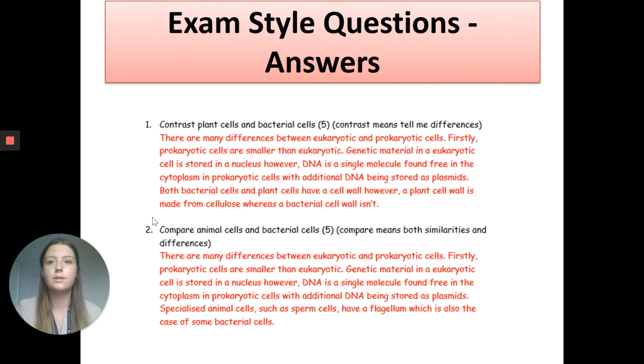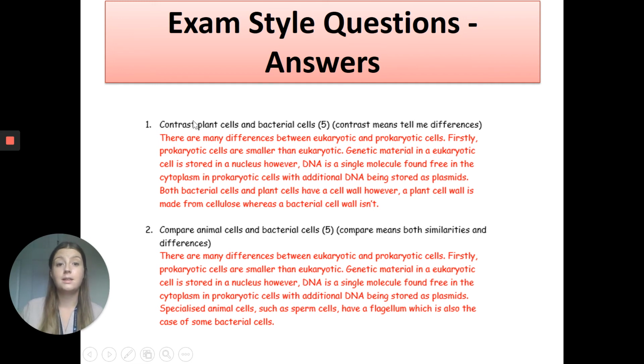Okay, so let's have a look at what the mark scheme's saying. You'll notice that the start of both of these are very similar. There are many differences between eukaryotic and prokaryotic cells. Firstly, prokaryotic cells are smaller than eukaryotic. Genetic material in a eukaryotic cell is stored in a nucleus. However, DNA is a single molecule found free in the cytoplasm in prokaryotic cells, with additional DNA being stored as plasmids. Now, it's asking me to contrast.